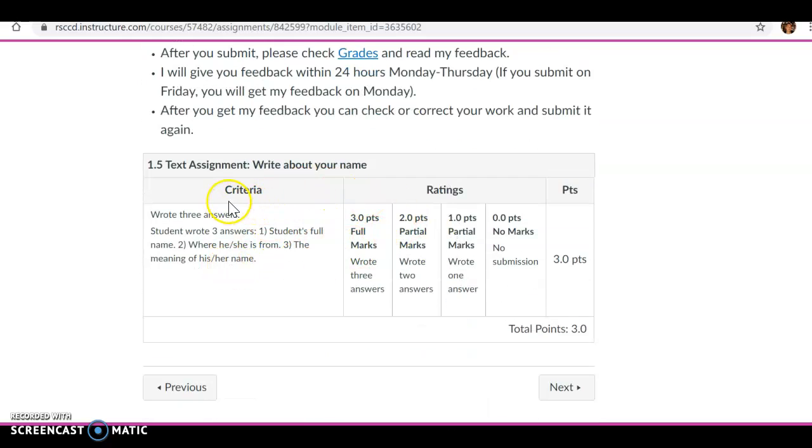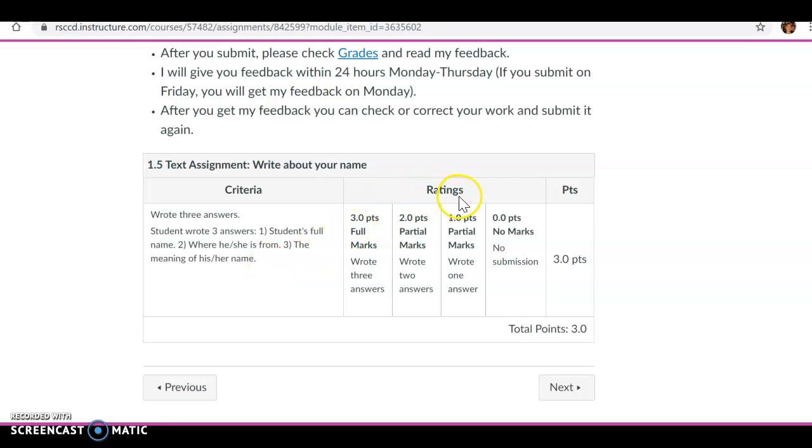So here we have our criteria. It describes what your answers must be. Example, number 1, student's full name. I need my full name. Where is he or she from? And the meaning of their name. So I need these 3 answers. That's a description of my answers.